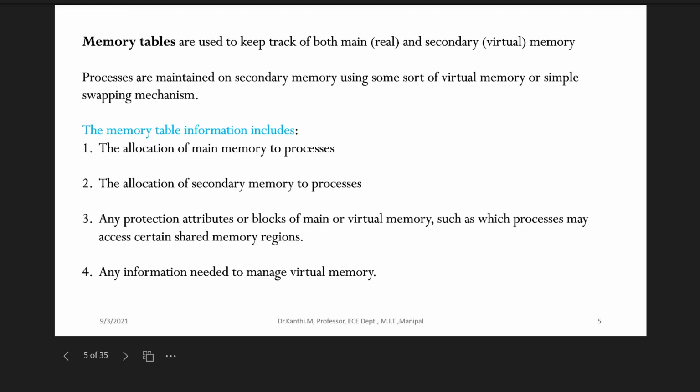So the memory tables are used to keep track of both main memory and secondary memory. Normally we call this the real memory and this the virtual memory. And processes are maintained on the secondary memory using some sort of virtual memory or simple swapping mechanism. You can swap it, save it somewhere in the hard disk, and get it whenever you want to run the process. The memory table should maintain the allocation of main memory to processes, allocation of secondary memory, any protection attributes, and any information needed to manage virtual memory. All this information is loaded in the memory table.